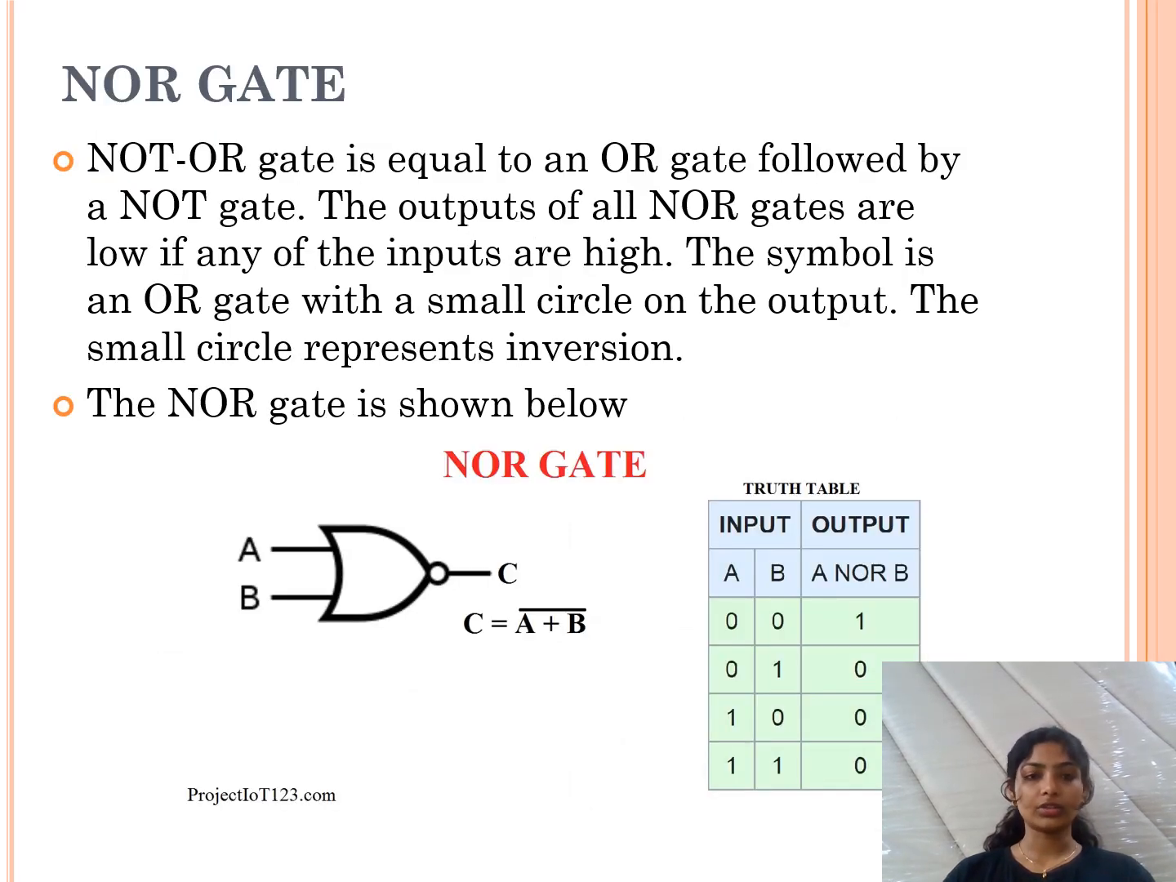NOR gate. NOT OR gate is equal to an OR gate followed by a NOT gate. The outputs of all NOR gates are low if any of the inputs are high. The symbol is an OR gate with a small circle on the output. The small circle represents inversion. The NOR gate is shown below in the diagram along with the truth table for the NOR gate.